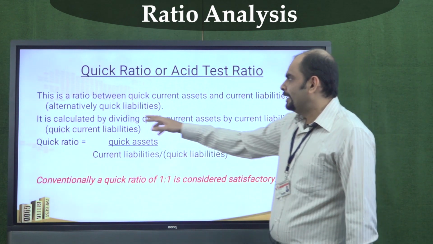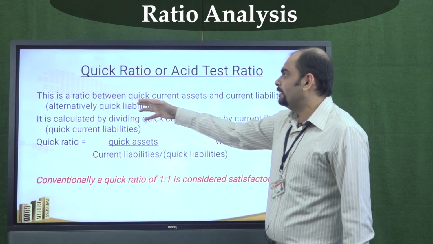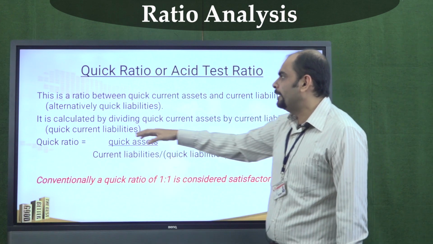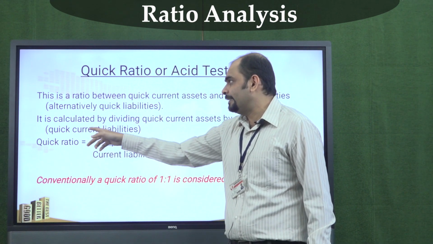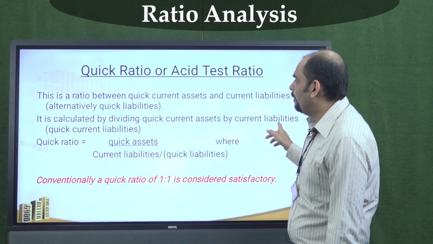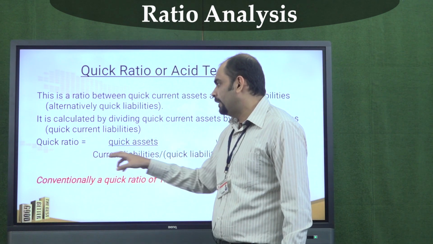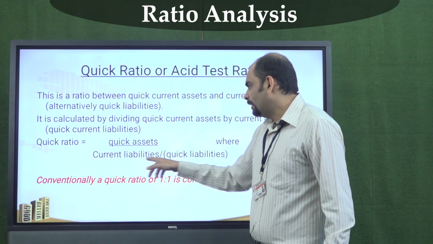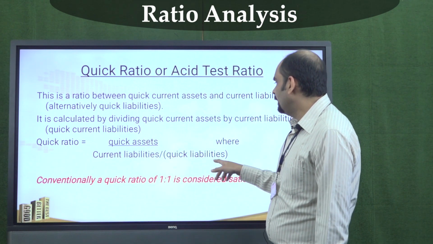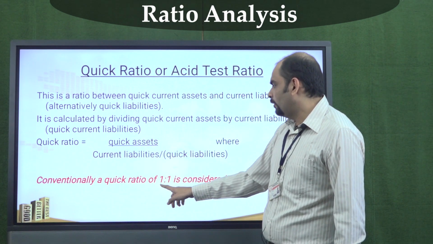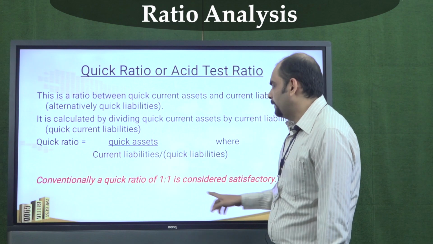Quick ratio. This is a ratio between quick current assets and current liabilities. Alternatively, you can call it quick liabilities. It is calculated by dividing quick current assets by current liabilities, or you can say quick current liabilities. So basically, the formula of this ratio is quick assets upon current liabilities, or quick liabilities. Conventionally, a quick ratio of 1:1 is considered satisfactory.